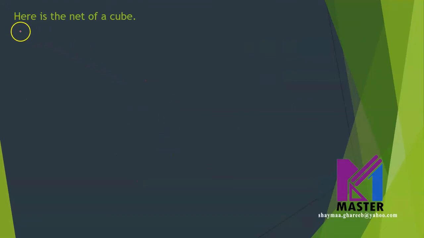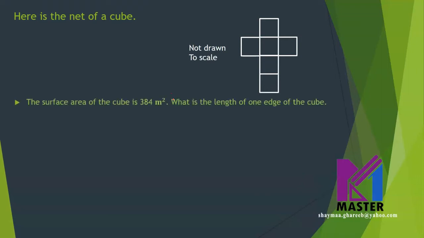Next question, here is the net of a cube. Let's see the question. The surface area of the cube is 384 meters squared. What is the length of one edge of the cube? This question is different than the others. He's giving you the surface area and he's asking for the length of one edge of the cube.